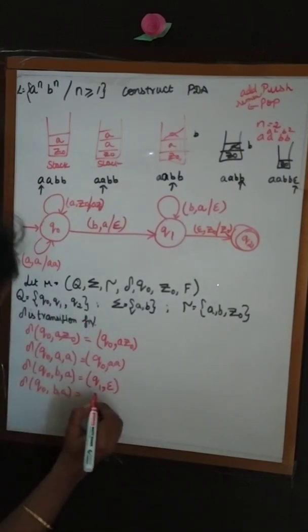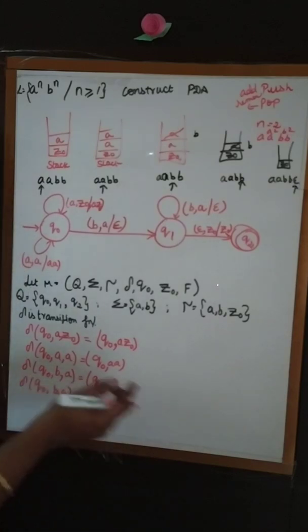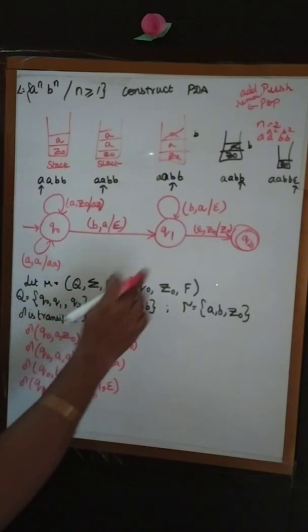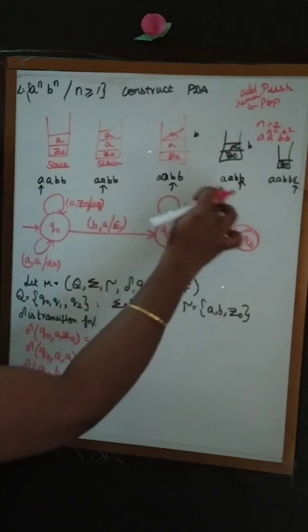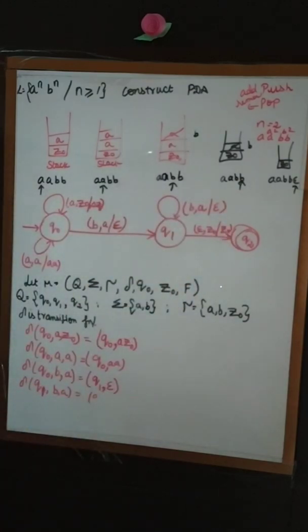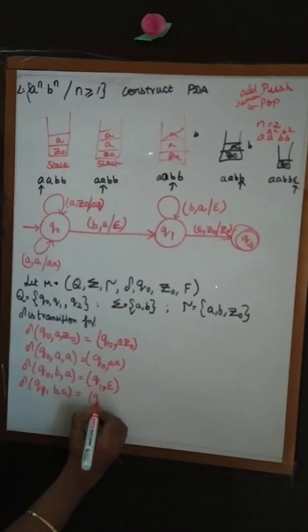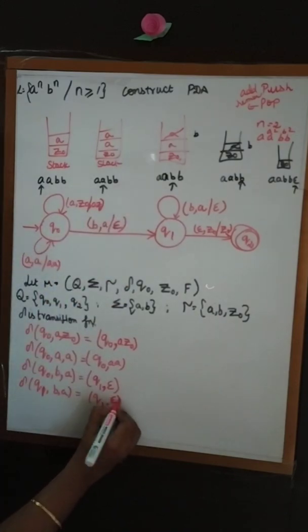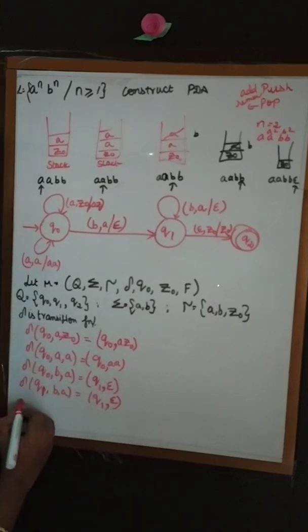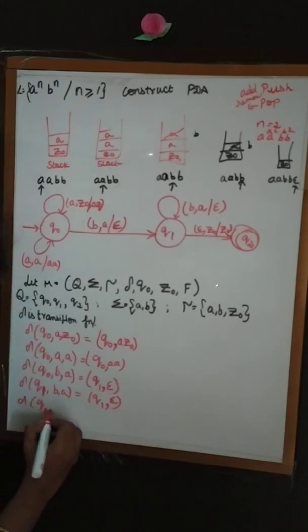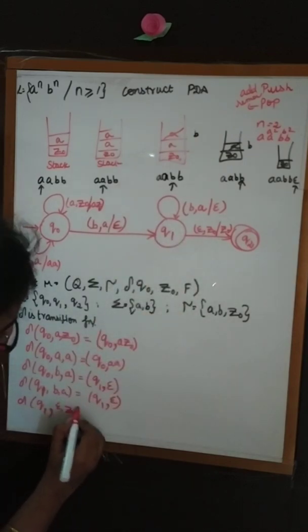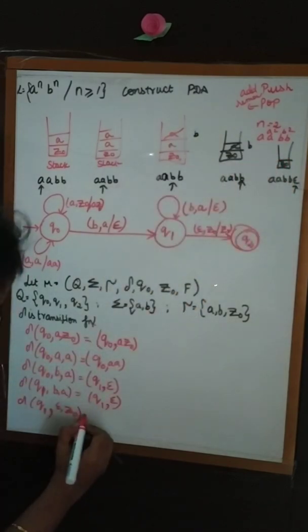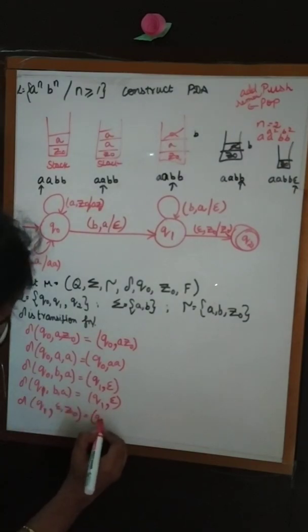Okay. So next, delta of q1 comma b comma a, because it is going for n number of times, right? So now where will it be? q1 with the input symbol b, and top of the stack is a, and it is moving to the state q1, and then we are popping. Okay. Next, delta of q1 with the input symbol epsilon, and on the top of the stack what is there? Z naught. Okay. So where is it going? It is going to q2.